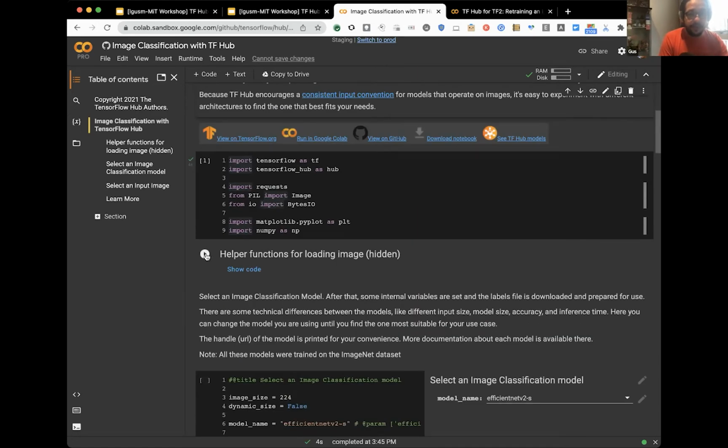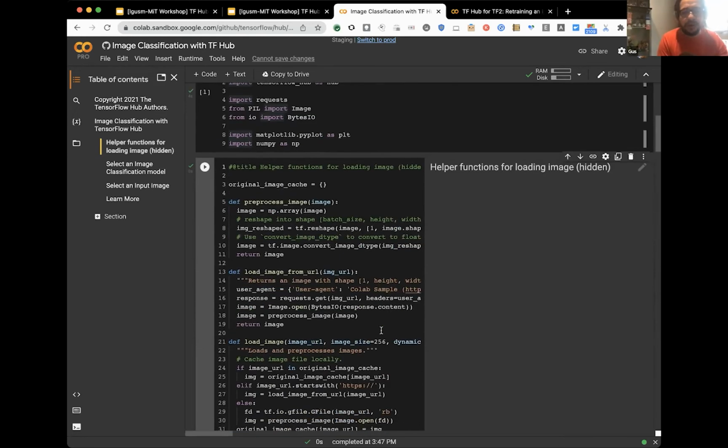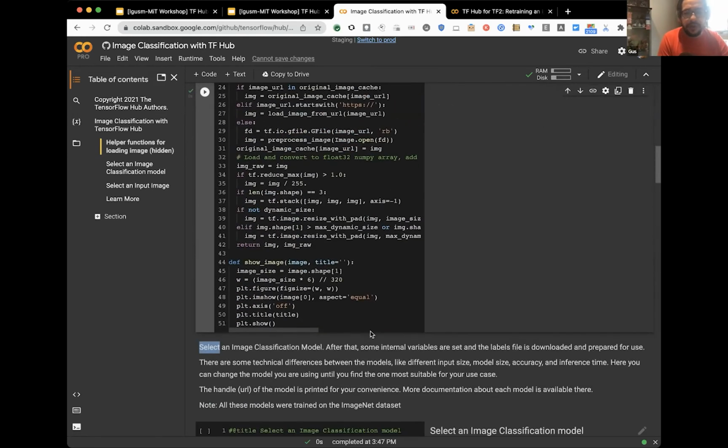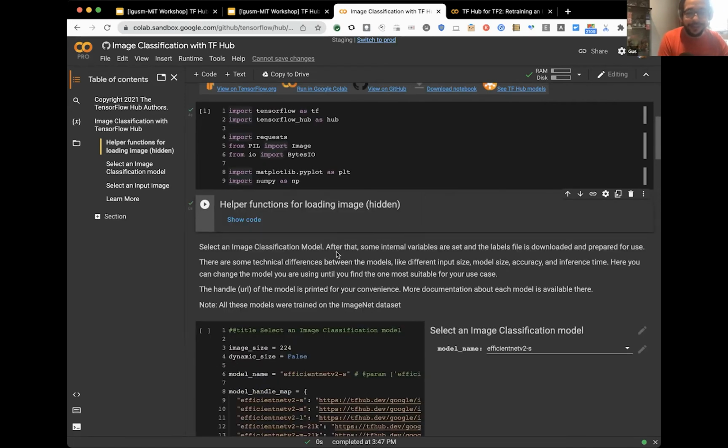I also execute these helper functions here. They're hidden because they're just boilerplate code to download images. I'm not going to go into details here. This is basically downloading an image, right? It's not something related to machine learning at all.